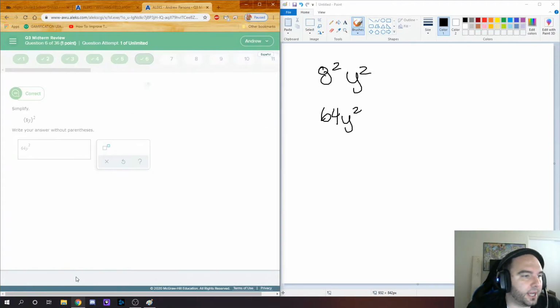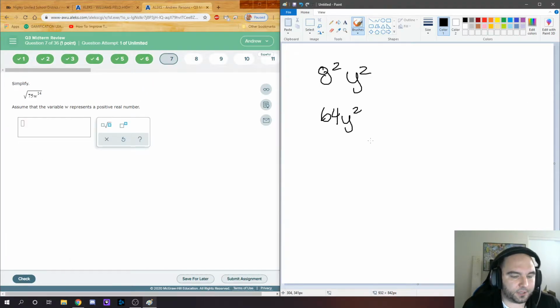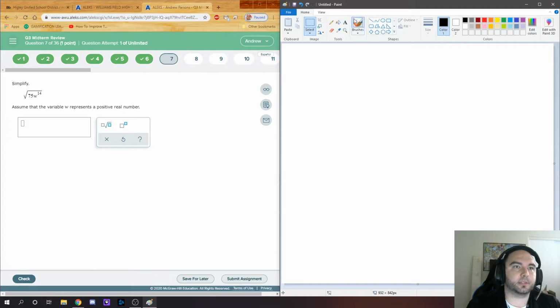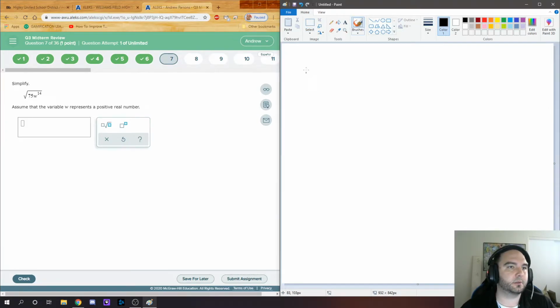So far we've just done exponent properties. Okay, now for some square root properties. Here it seems like writing more would be useful, so I will. So I got the square root of 75, w to the 14. So for these ones, you want to simplify what's in the roots.